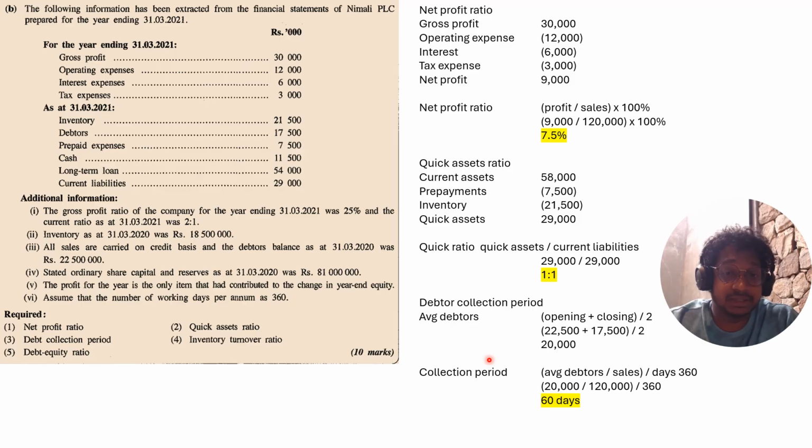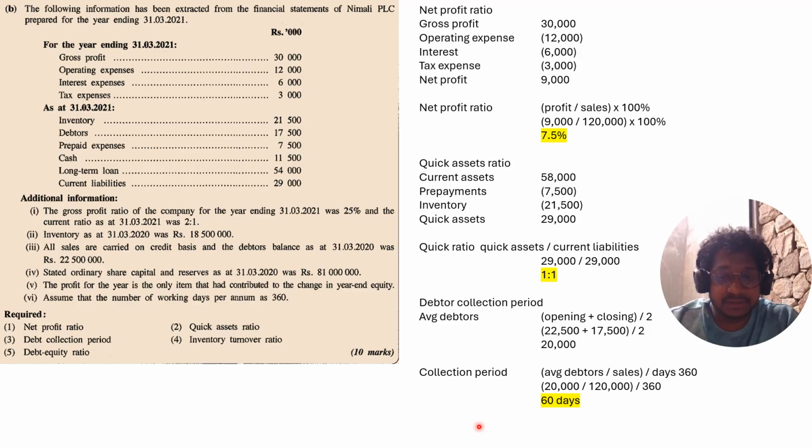So to find out the debtor collection period, you have to first find out the average debtors. Average debtors is opening and closing divided by 2. Your opening debtors balance is given here, 22,500, and the closing debtor balance given here is 17,500. Add those two and then divide by 2. So your average debtors is 20,000.